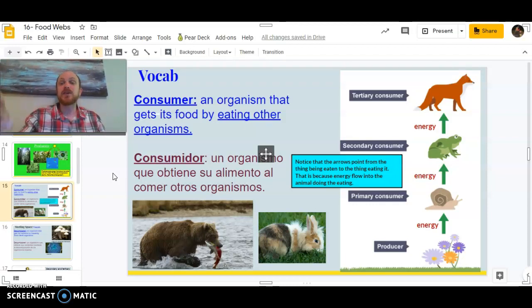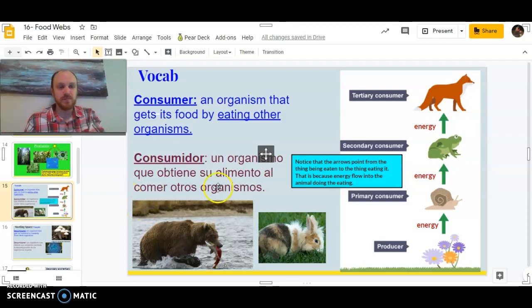The frog eats the snail. It's also a consumer. We call it a secondary consumer because it's the next level, because it ate a thing that ate plants. And then the fox might eat the frog. It is a tertiary consumer. That means the third level, because it eats the thing that eats the thing that eats the plants. Whoa. Okay.